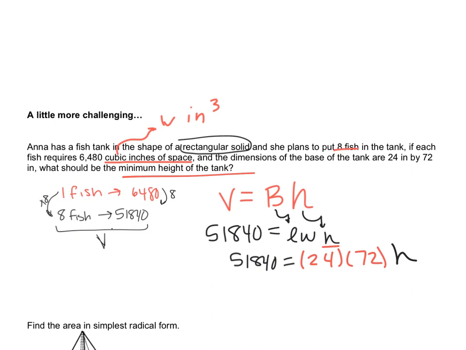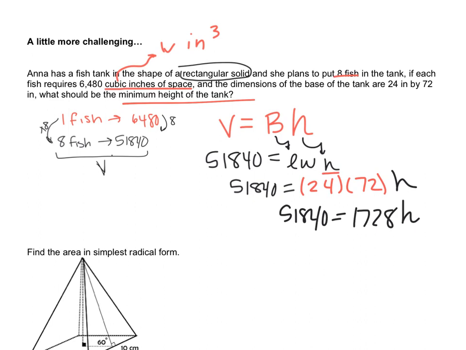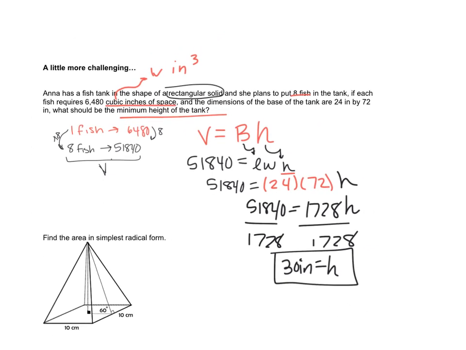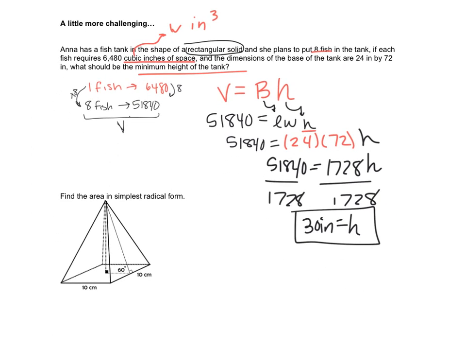So I simplify by multiplying my 72 and my 24, and I get 51,840 equals 1,728 h. I want to solve for h, so I divide both sides by 1,728. And I get h is equal to 30 inches. That is your final answer. So the minimum height of this tank to fit 8 fish has to be 30 inches.